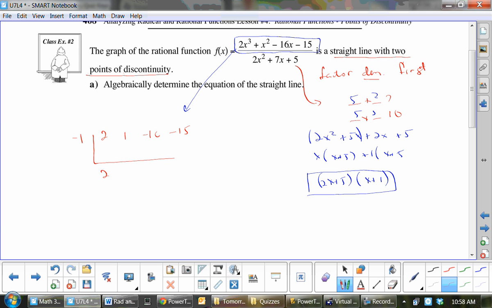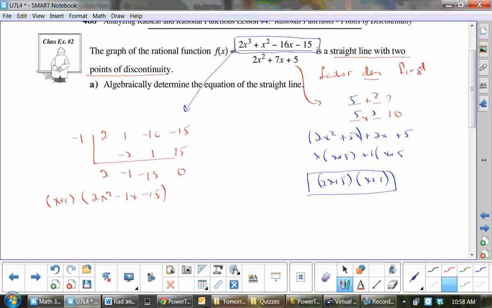So drop my 2. Negative 1 times 2 is negative 2. Add them together. Negative 1. Negative 1 times negative 1 is 1. Negative 16 plus 1 is negative 15. Negative 15 times negative 1 is 15. Yay, they cancel. So right now, x plus 1 times this is 2x squared minus 1x minus 15.